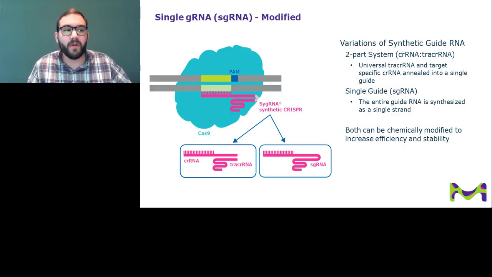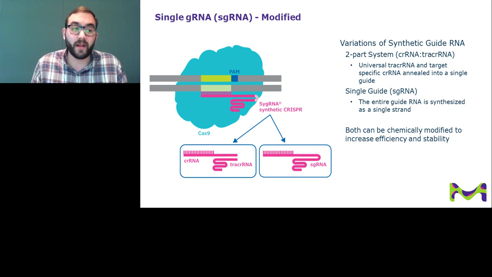Up until this point, we had been using a 2-part synthetic guide RNA in our RNP systems. There are 2 different forms of synthetic guide RNA you can use, a 2-part or a single guide. In the 2-part system, a universal tracer RNA and a target-specific cRNA are annealed before being complexed into a single guide, while in the single guide system, the entire guide RNA is synthesized in one piece. Both can be modified to increase efficiency and stability.